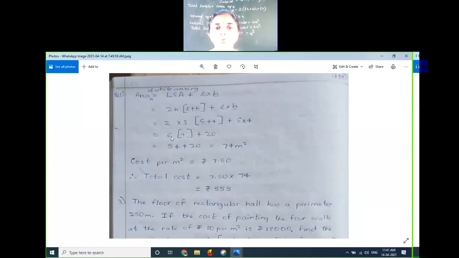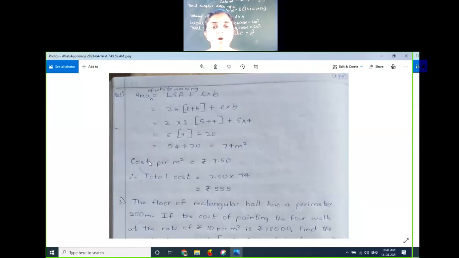Here 2 3s are 6, here 5 plus 4 is 9, then 5 4s are 20. Here 6 into 9 is equal to 54. Then here 20, so 74 meters square. Total area to be painted, that is 74 meters square.